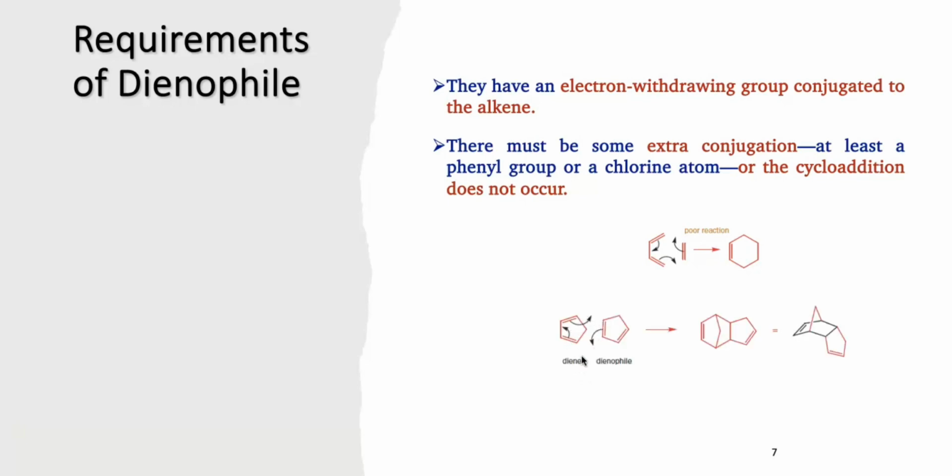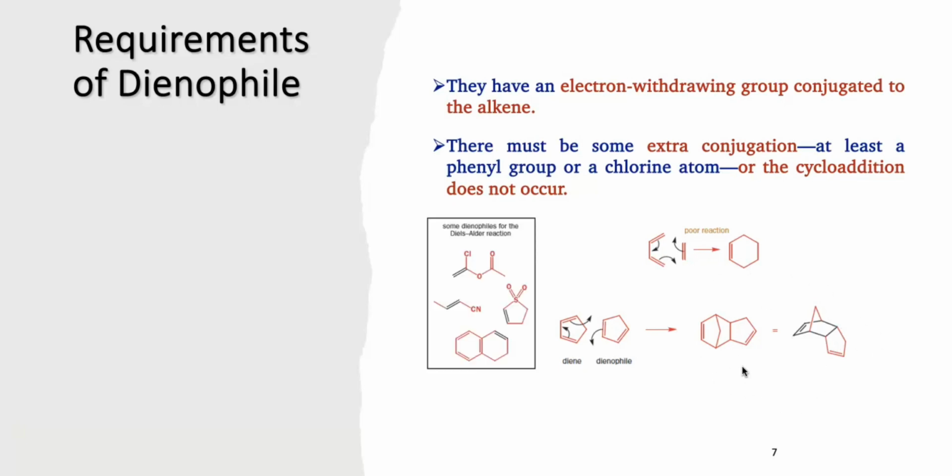So it can undergo a dimerization, that is, one diene will act as the diene and, in the other diene, one of the alkene groups will act as the dienophile, and it will undergo Diels Alder reaction resulting in the formation of this bridged ring system.